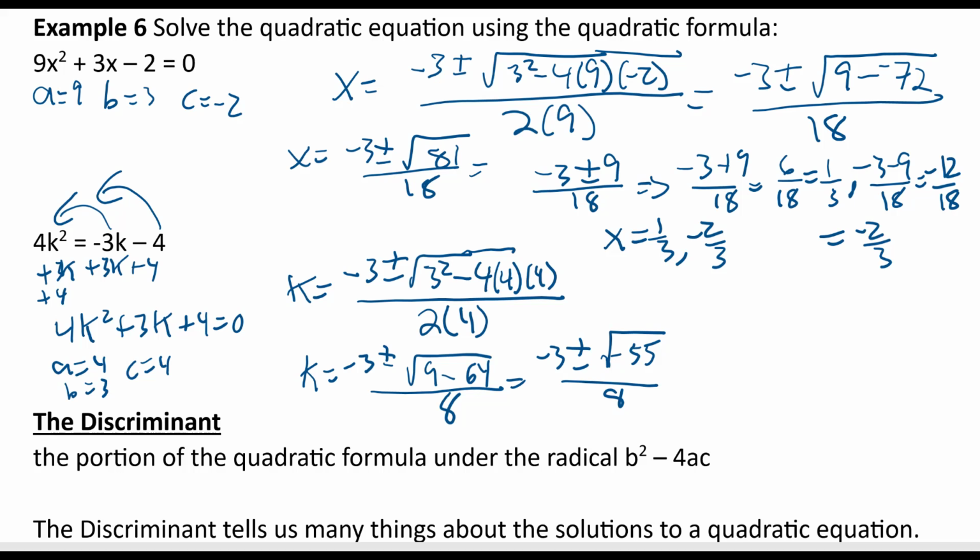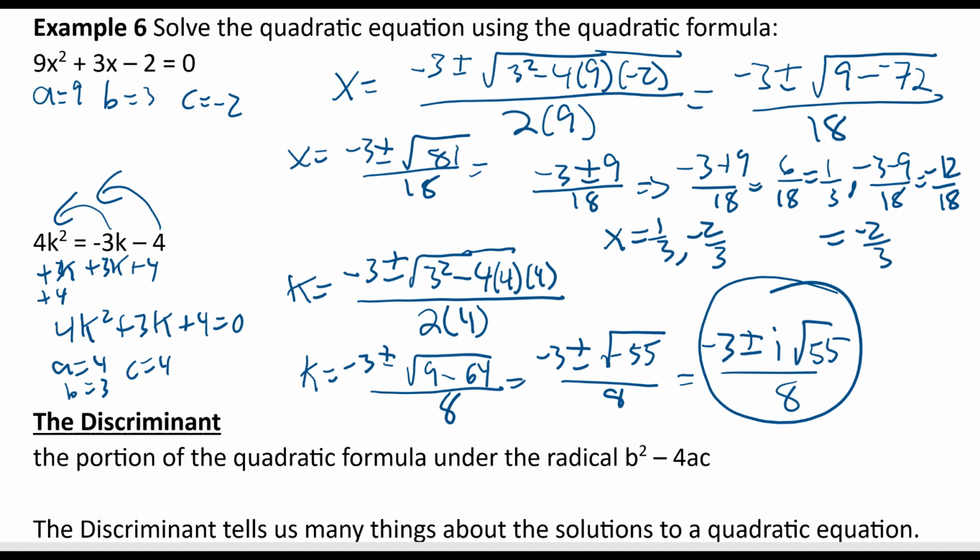They're both prime. So the best I can call this is negative 3 plus or minus, I can bring the negative out and call it i times the square root of 55, over 8. But those are our two solutions: negative 3 plus i root 55 over 8, and negative 3 minus i root 55 over 8. That's it. So neither of those solutions are real. This is a complex solution.